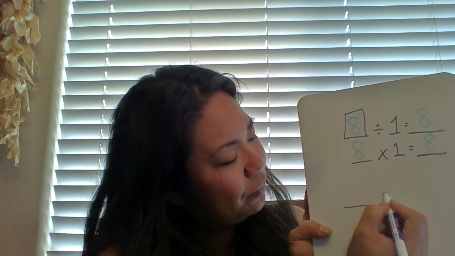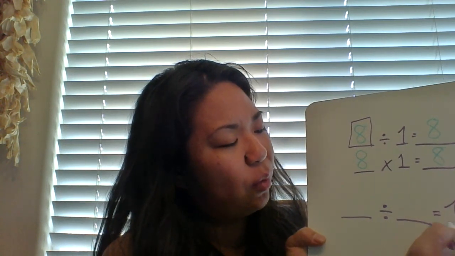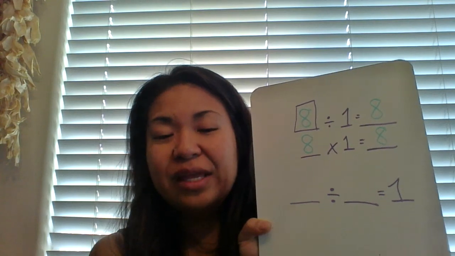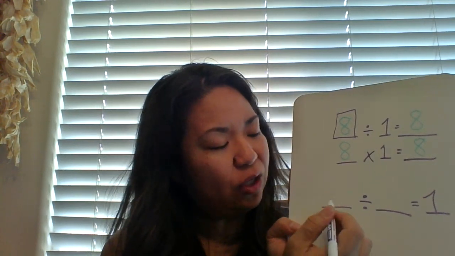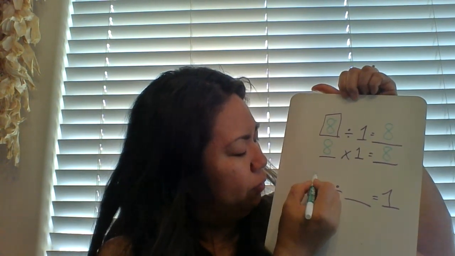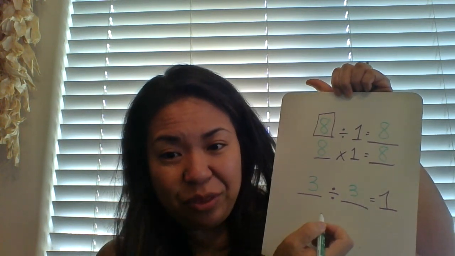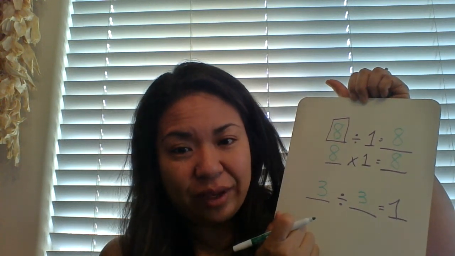Now, the other rule when we divide by 1 is any number divided by itself will always equal 1. So that means any number that you put right here is always going to equal 1. So let's give it a try. I'm just going to choose the number 3. I'm going to put a 3 right in here. And when I divide it by itself, that means I'm going to divide it by 3. It will always equal 1.